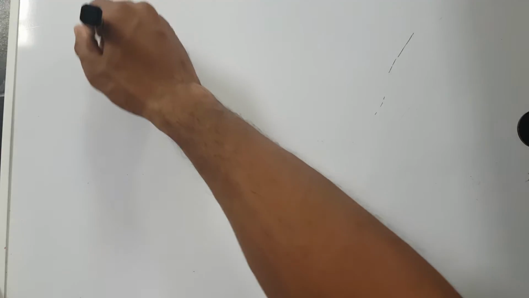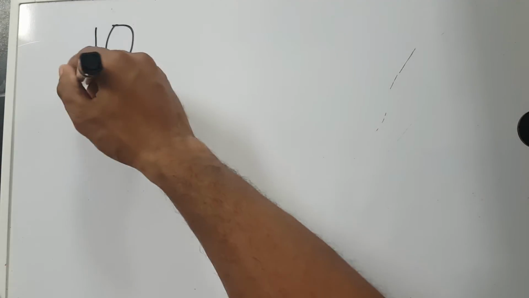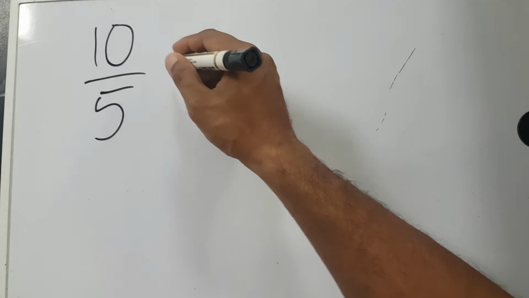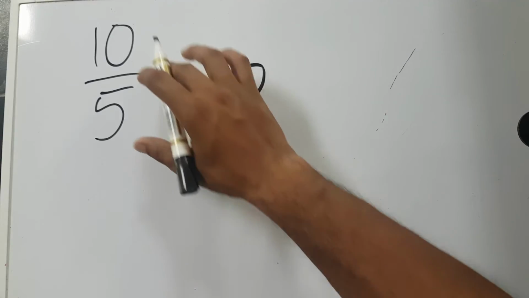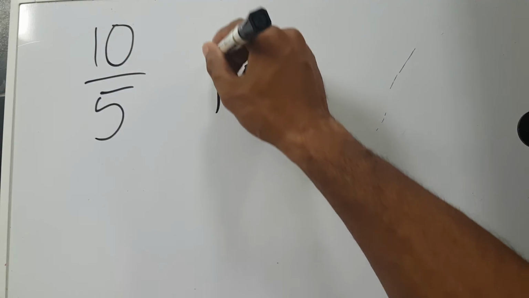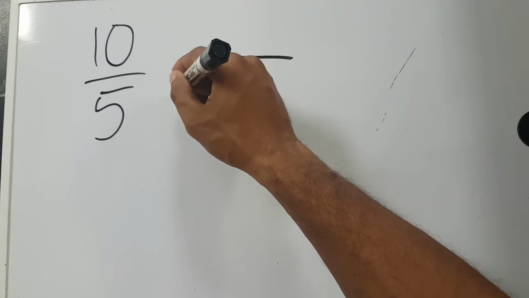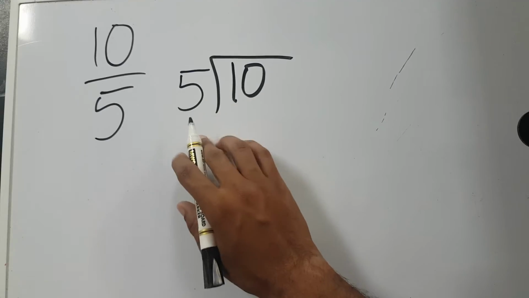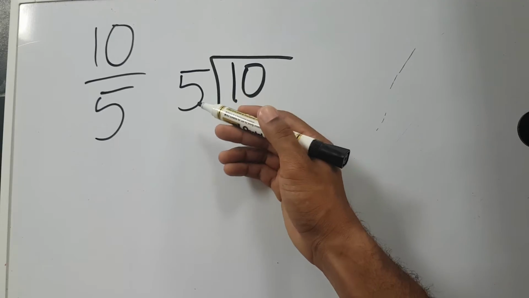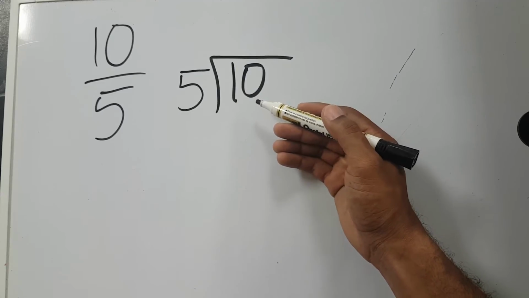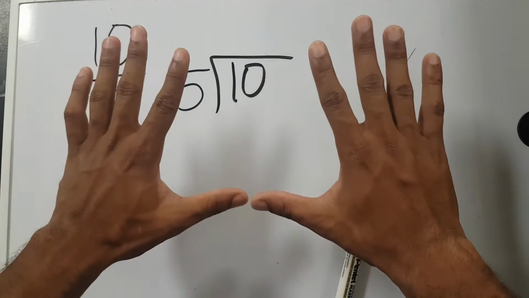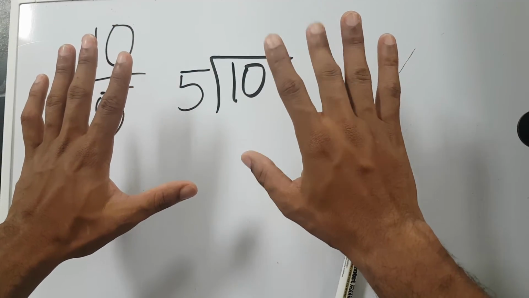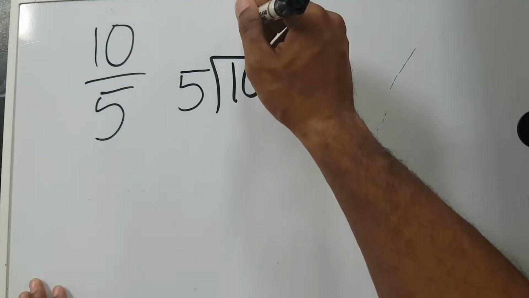So we have 10 divided by 5. Okay, 10 divided by 5, the numerator is the number that is the one being divided. You ask yourself, how many times can 5 go into 10? So we count in 10. How many 5s do you see? 1, 2, 3, 4, 5. That's 1. 1, 2, 3, 4, 5. That's 2. So the answer is 2.